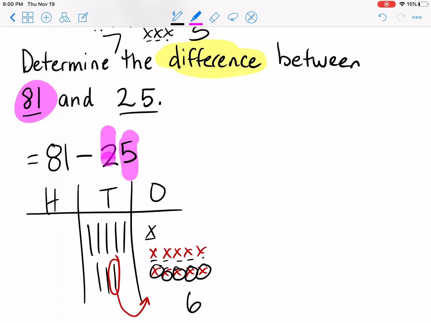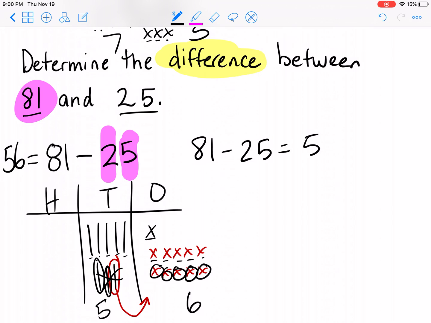And now I need to take away 2 tens. 1, 2. So these are all gone. 1, 2, 3, 4, 5. 5 tens. So our difference, we have our equal sign over here, is going to be 56. It means the same thing. 56 is equal to 81 minus 25. Or we could write it 81 minus 25 equals 56.